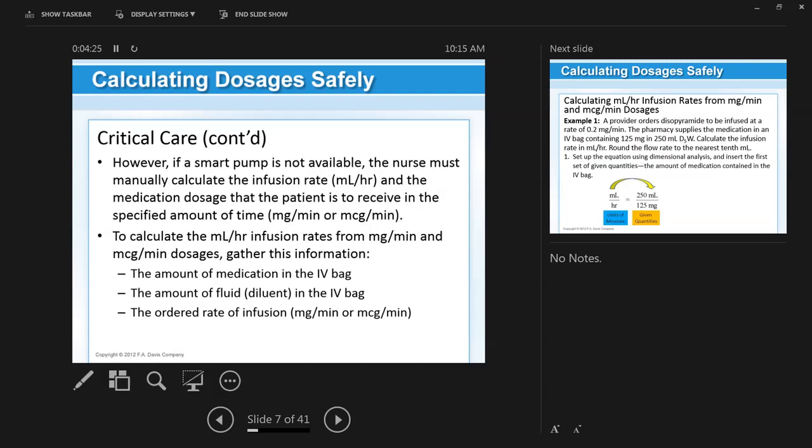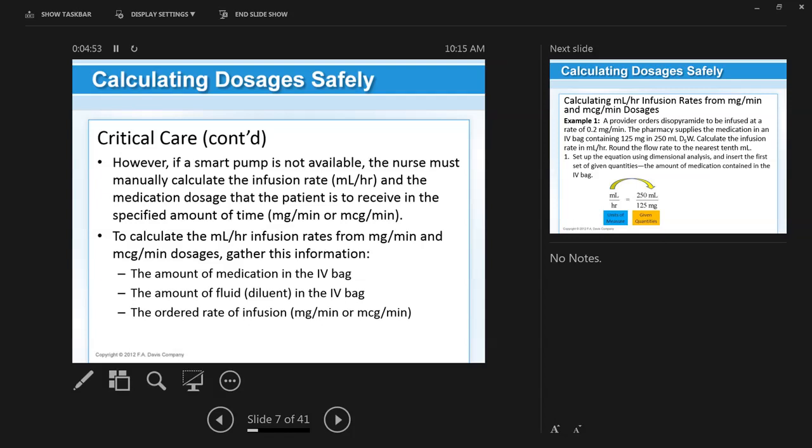Okay, so when we look at what we need to know when we calculate, we need to know the amount of medication in the bag. This would be how the pharmacist has prepared it. And so this is kind of that married couple again. If your pharmacist sends you a bag of medication and it says it has 50 milligrams of medication and it's a 500 milliliter bag, you can't ever separate those numbers when we look at the equations coming up, because those numbers have to stay together.